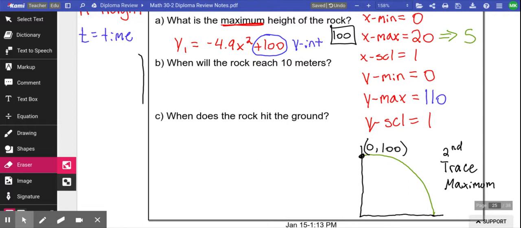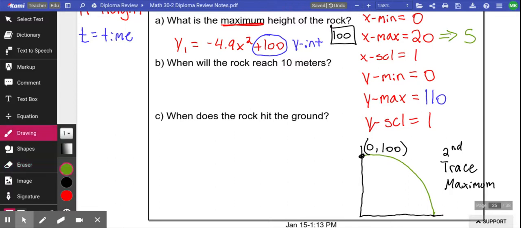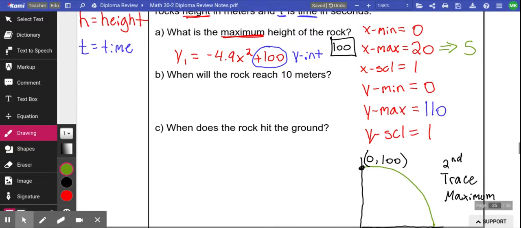We're now on part B. So part B is when will the rock reach 10 meters? Honestly, with word problems, I think it's super smart to write down what you know and what you don't know in terms of the question and the variables. So we know that h is height and t is time. That means in every single question, they should give you one and ask for the other. In this question, it said when. When is looking for time.